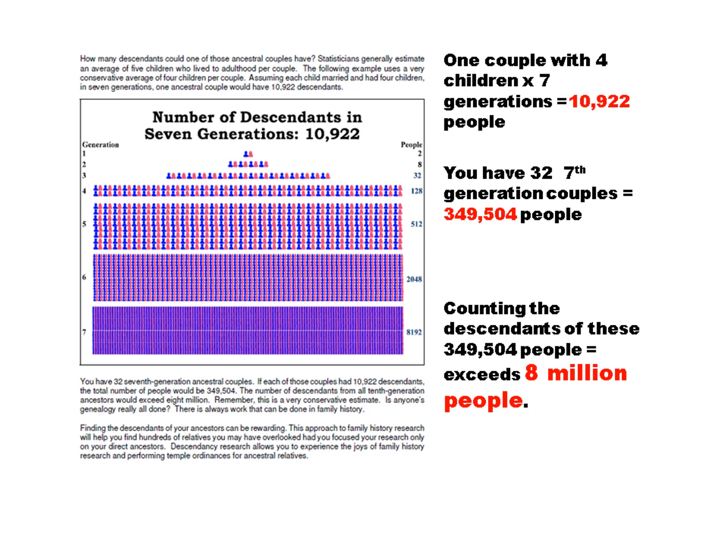One couple with 4 children times 7 generations equals over 10,922 people. You have 32 7th generation couples, which equals 349,000 plus people. Counting the descendants of these 349,000 people, it will exceed 8 million people.